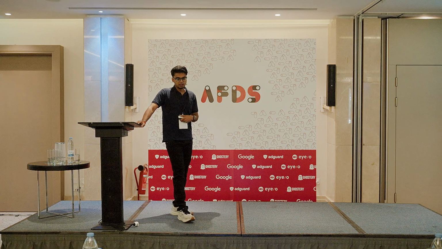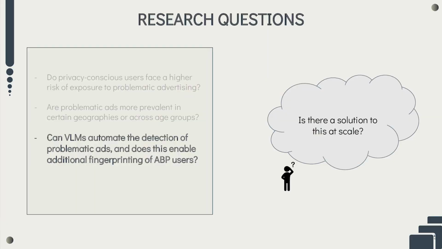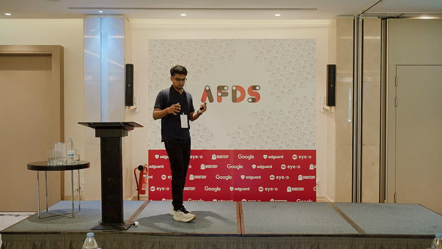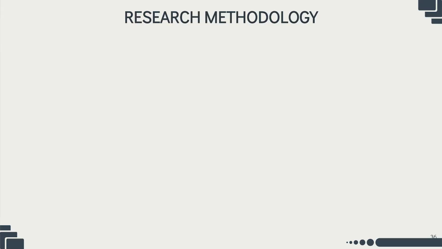And finally, the bigger question is that, can we use VLMs to automate the detection of these ads? I'm explicitly using VLMs because we are dealing with image ads. So I want to not just have text-based models, but also models which can ingest images and videos, maybe if everything goes on track.